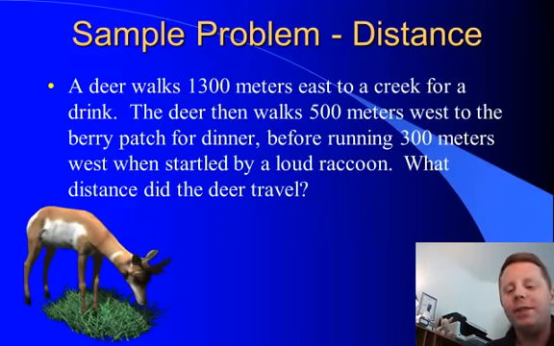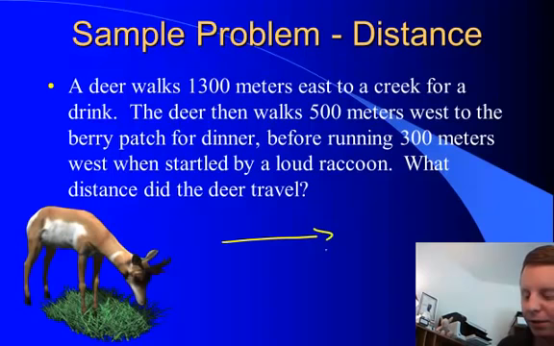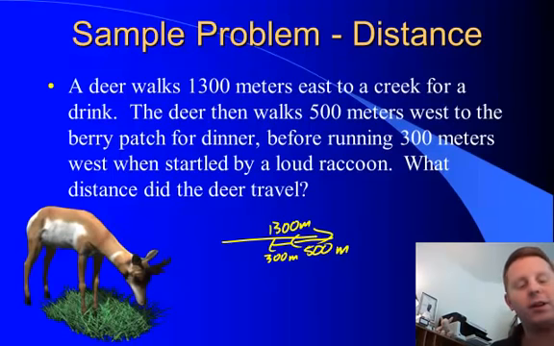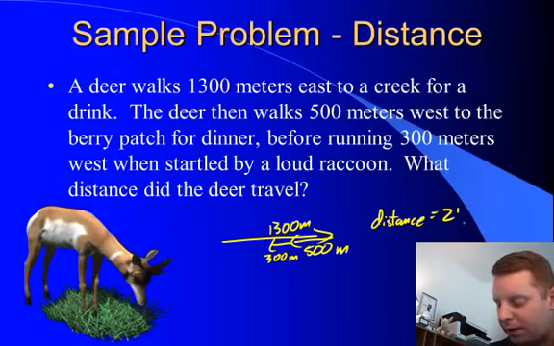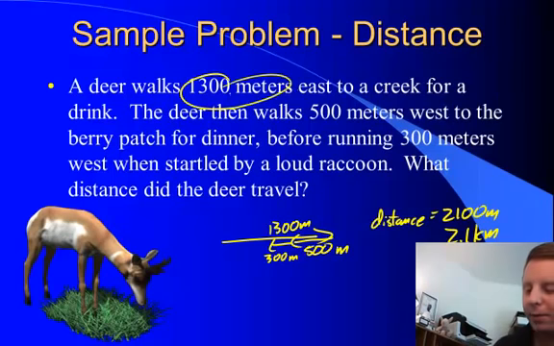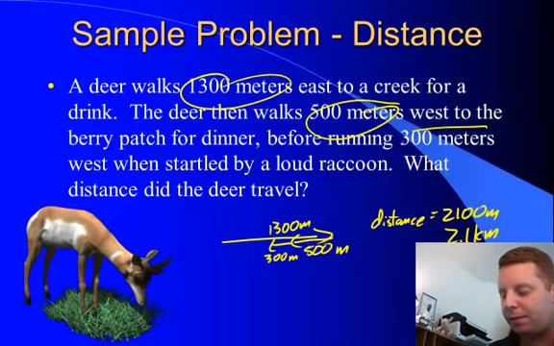So a sample problem, if we have a deer that walks 1,300 meters east to a creek for a drink, then walks 500 meters west to the berry patch for dinner, and then gets scared and runs 300 meters west when it's scared by a raccoon, what total distance did the deer travel? Well, the deer traveled a distance of 2,100 meters, or 2.1 kilometers. 1,300 meters plus 500 meters plus 300 meters. And that's a scalar. It doesn't need a direction. It has magnitude only.